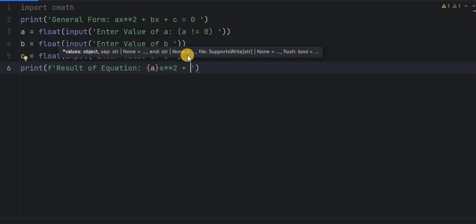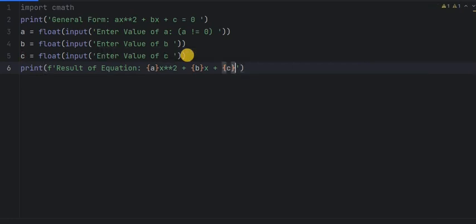We have a placeholder for b. Then we have times x. Then we have plus c, and this is equals to 0. So when the user enters this, we're going to see it being displayed here. So the user will know this is what he or she is actually going to solve. So the next thing is for us to go ahead and find our discriminant.